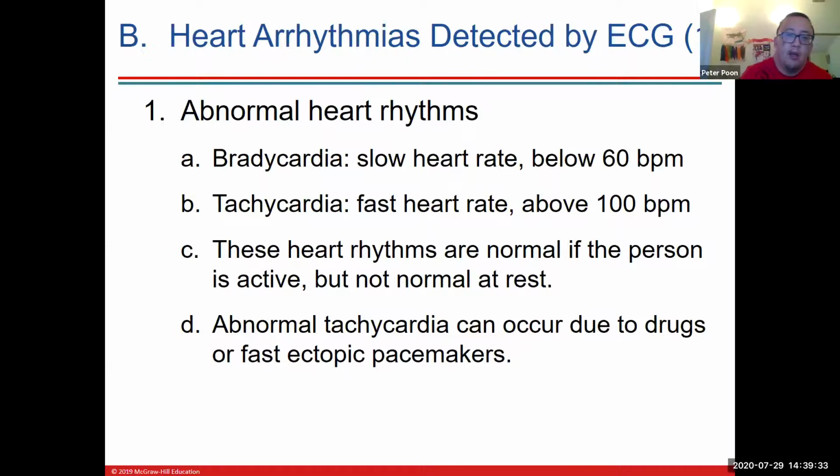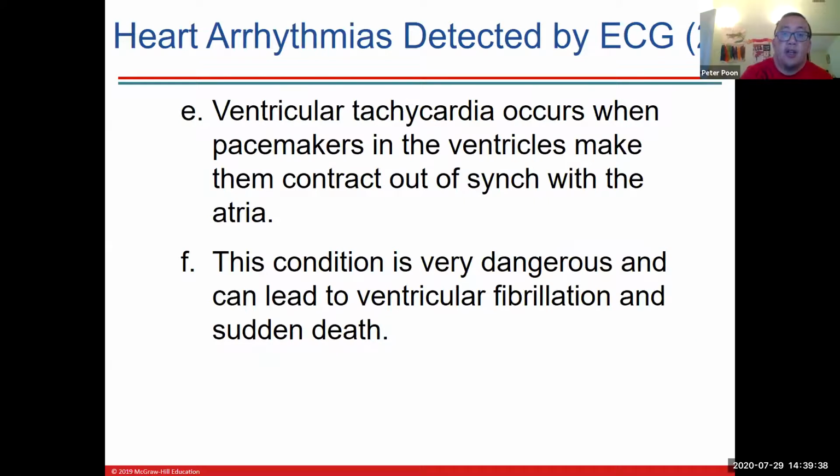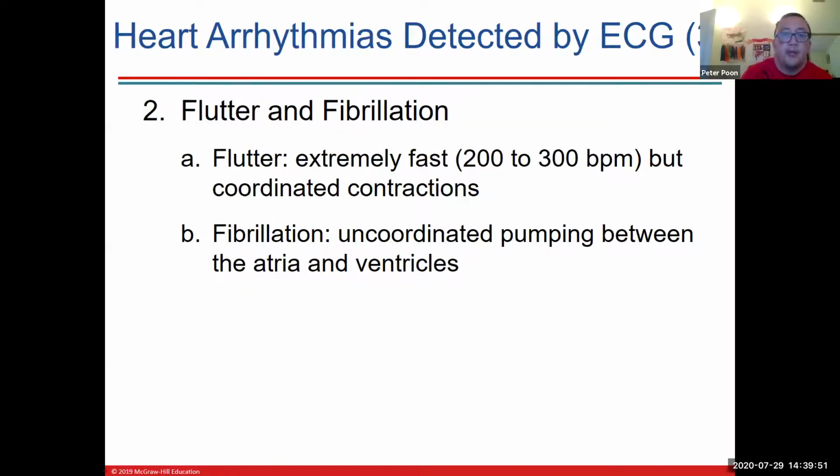Okay. So abnormal tachycardia can be due to drugs or just fast pacemakers. Ventricular tachycardia is when the pacemakers in the ventricles are out of sync with the atria. That is really dangerous and that can lead to VFib, which can kill you. A heart flutter is extremely fast, 200 to 300 beats per minute, but with coordinated contractions. Fibrillation is uncoordinated pumping between the atria and ventricles.